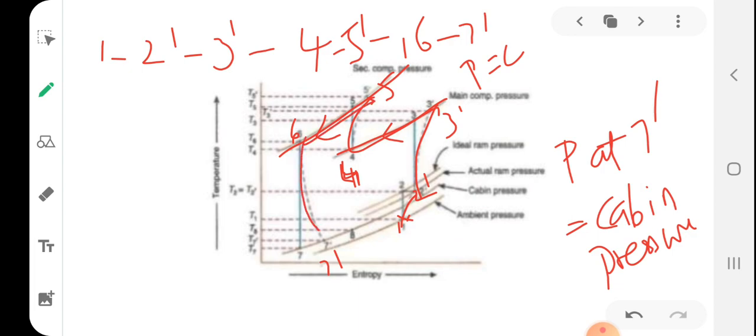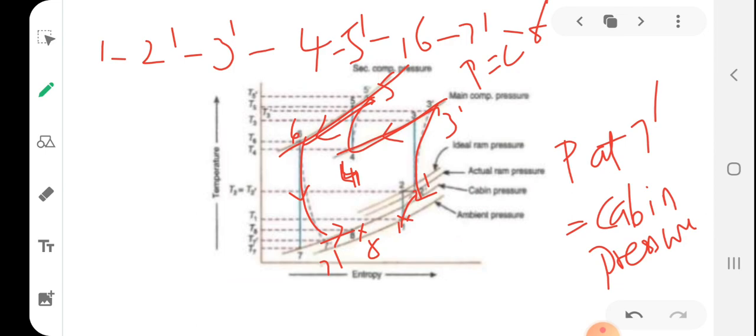Then cooling in what? Our turbine. After the turbine, it is cooled to the cabin pressure. At cabin pressure, heat is absorbed by this air from the cabin to some position 8. So it will get heated, and this heated air is rejected outwards.